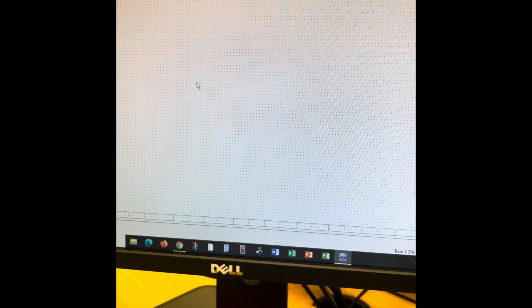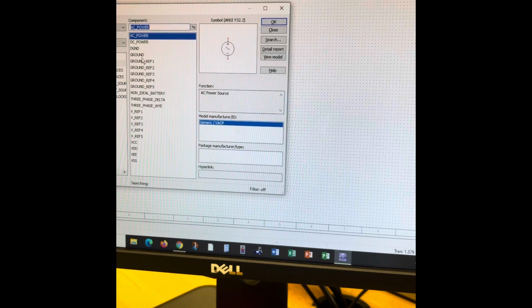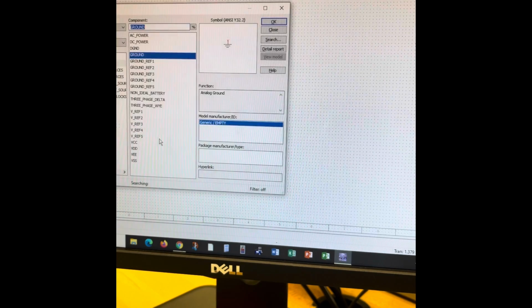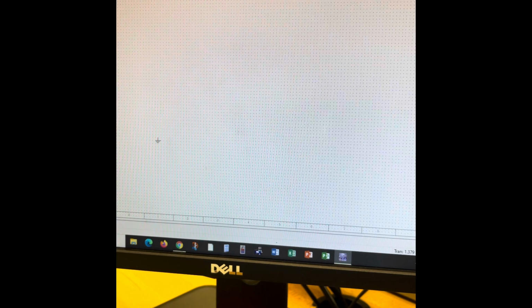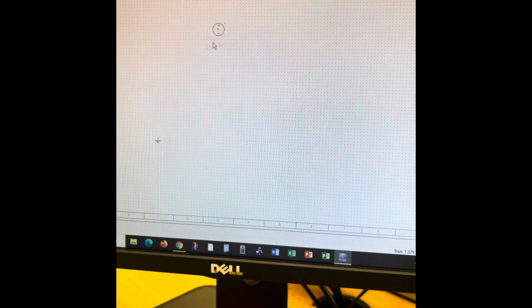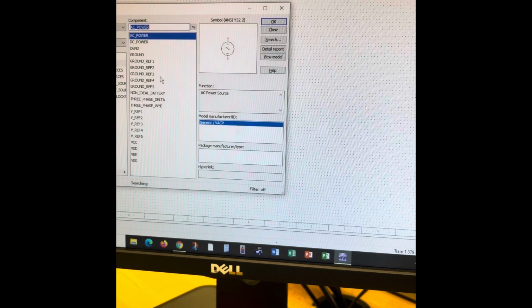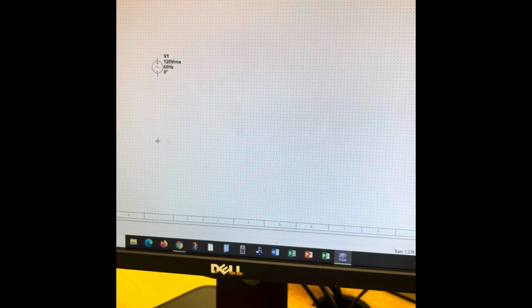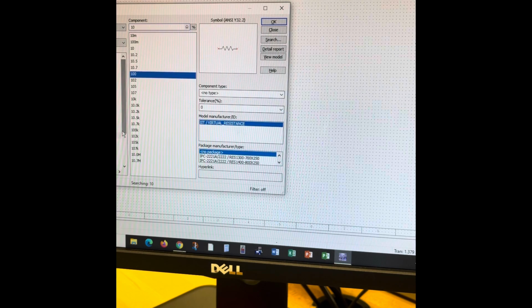Hi, my name is Javier, and we're going to be demonstrating our AC circuit demo. First off, we're going to place our ground. And after our ground, we're going to place our AC power source. Then we'll place our resistor, our R1 being 6.8K.